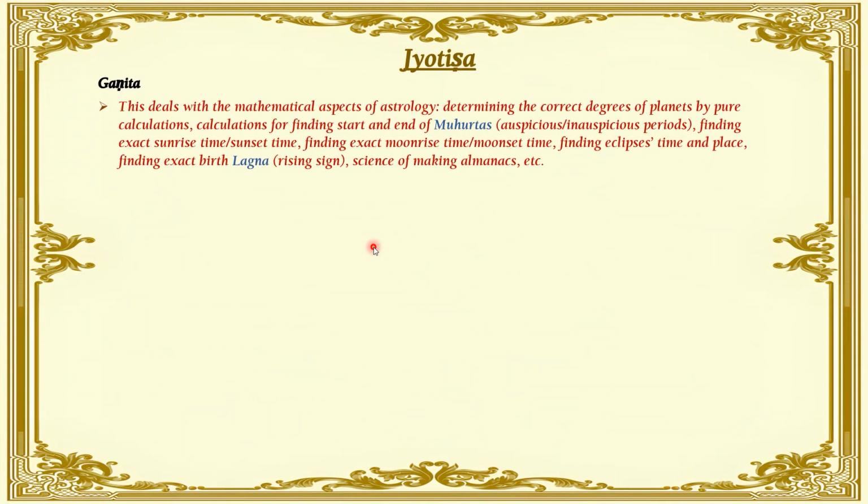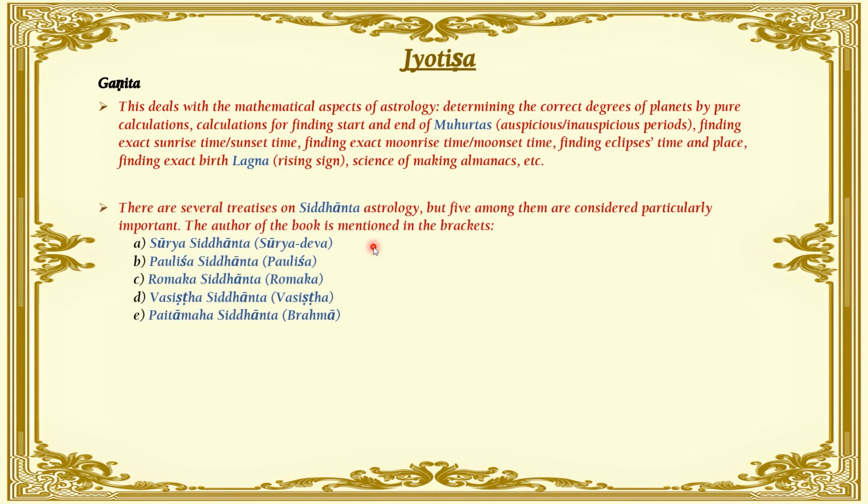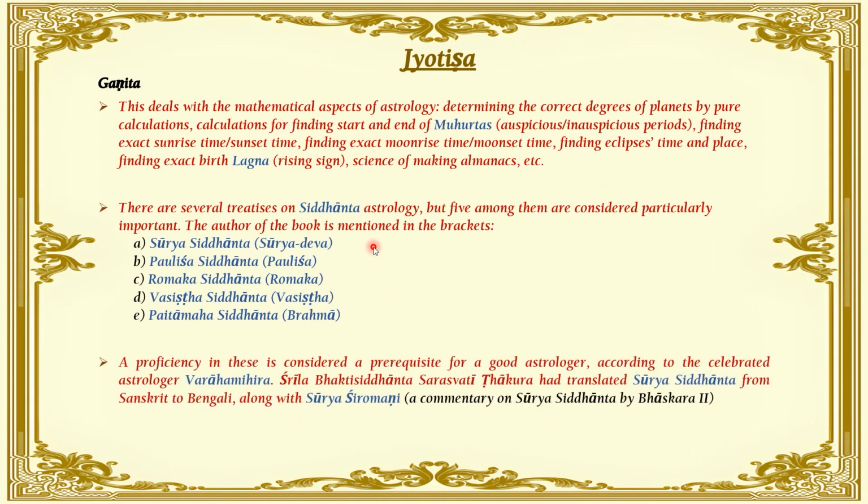Correct degrees of planets by pure calculations, calculation for finding the star, the end of the muhurta, the auspicious period, finding the exact sunrise and sunset times. All these things are there. And there are several treatises which were written. The most famous are the Surya Siddhanta, Paulisha Siddhanta, Paramaga Siddhanta, Vasishta Siddhanta, Pitamaha Siddhanta.